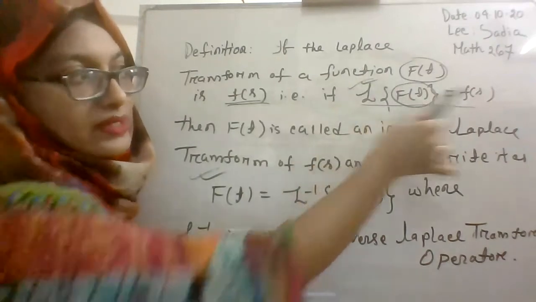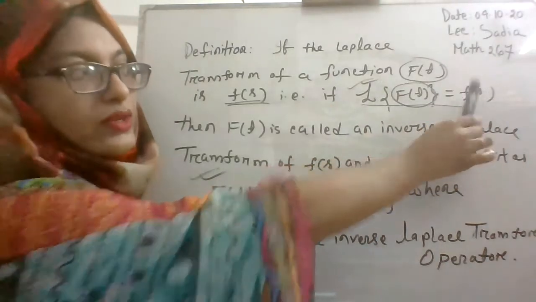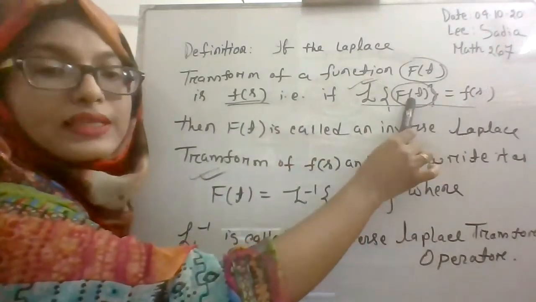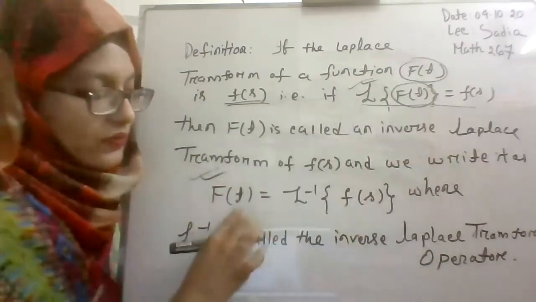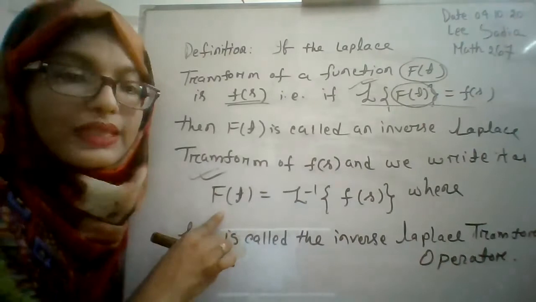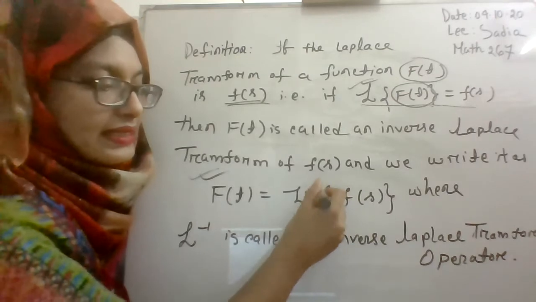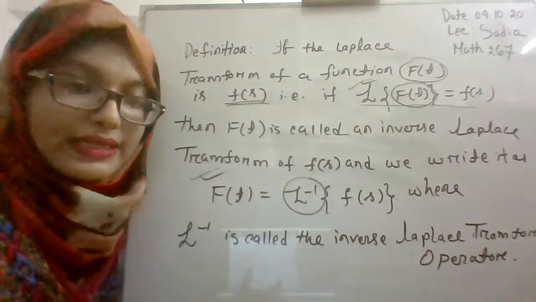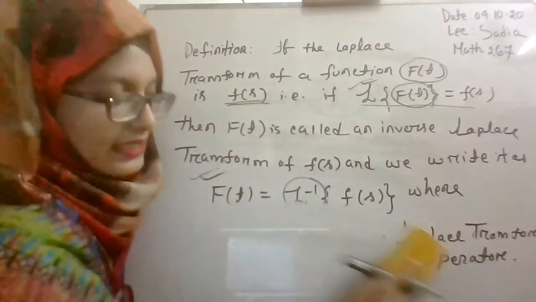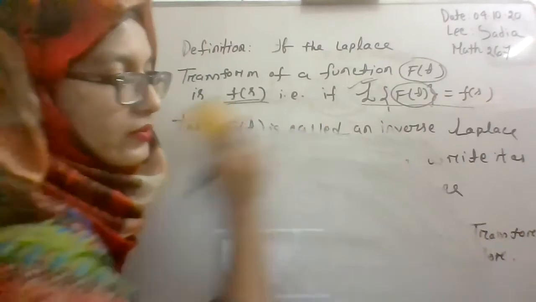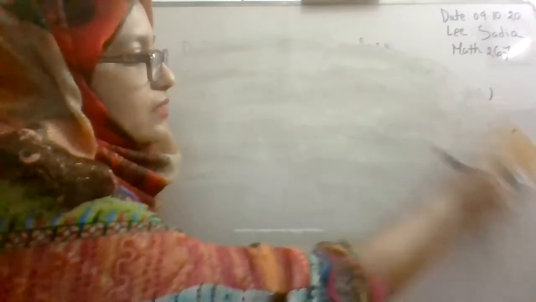If the Laplace transformation of f of t is equal to F of s, then f of t is known as the inverse Laplace transformation of F of s, and it is denoted by f of t equals L inverse of F of s. Here L inverse is the operator used for indicating inverse Laplace transformation. Okay, I think now the definition and idea about inverse Laplace transformation is clear. Very simple, just the opposite of Laplace transformation.